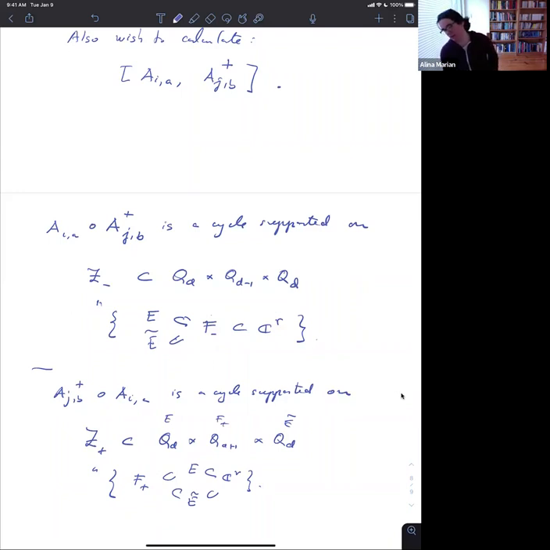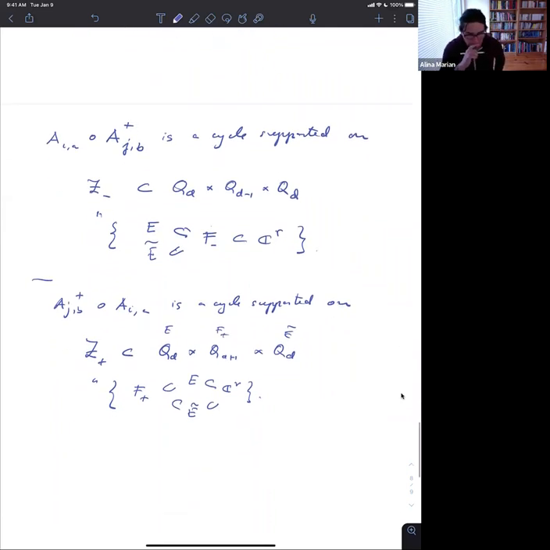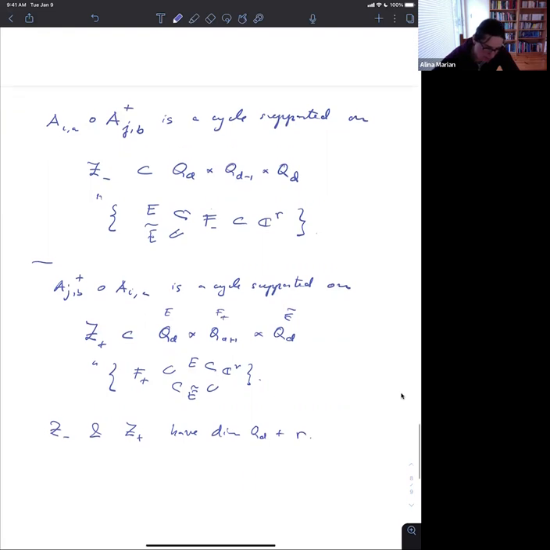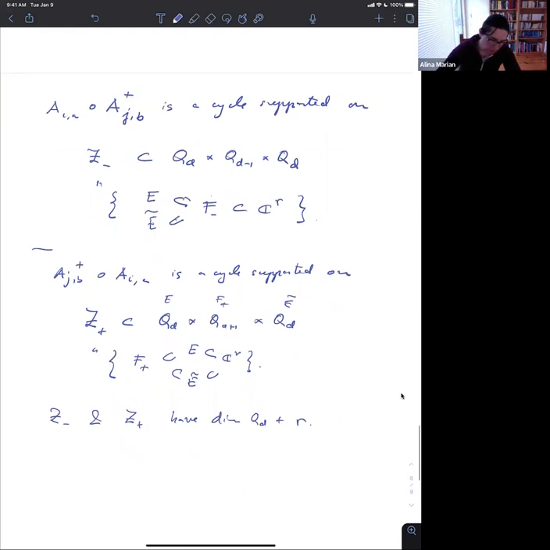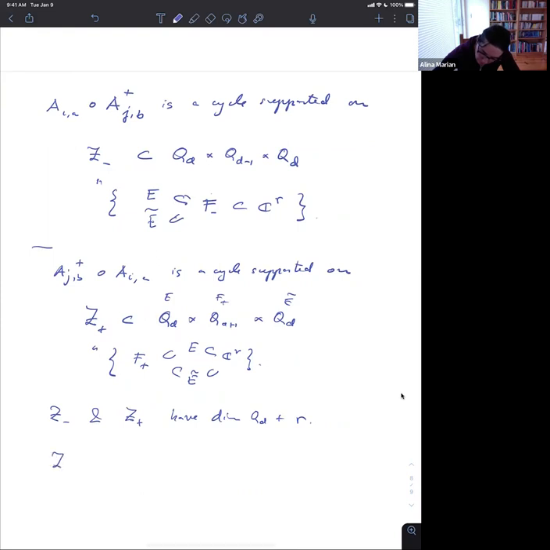So this E and E tilde are related by the fact that they actually contain a large subsheaf, this F plus. They both contain it. Yeah, so then this correspondence, so Z minus and Z plus both have dimension, well, the dimension of the quot scheme Q D plus R. Now they play differently, which is why the commutator in general will not be zero. So in fact, the Z minus is smooth irreducible. So in fact, you can say what it is. It's simpler to describe in some sense.